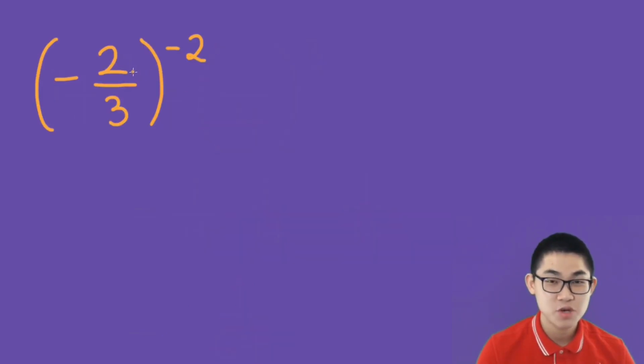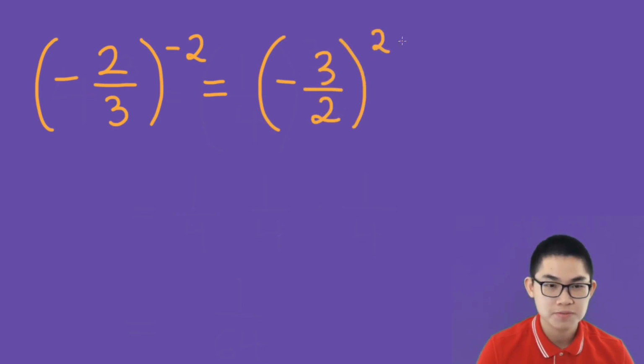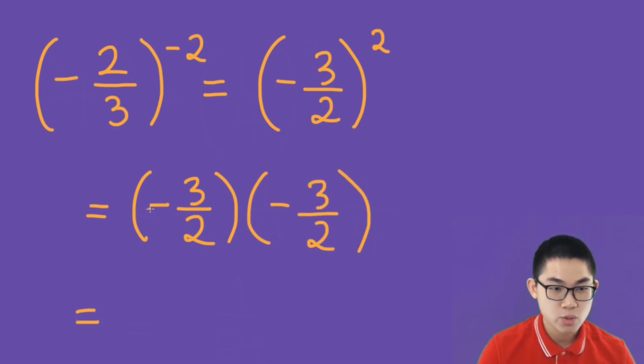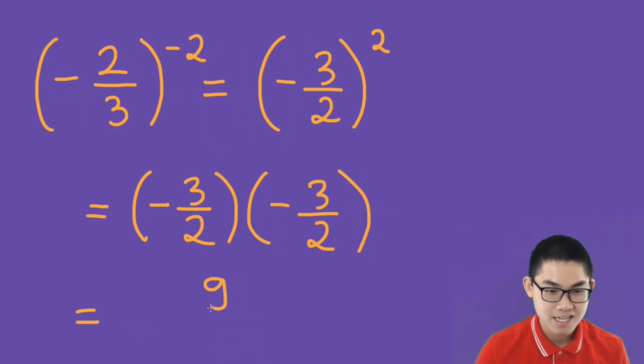What is negative 2 over 3 in the brackets to the power of negative 2? Since the exponent is negative, we flip the 2 over 3 first. So we have negative 3 over 2 to the power of 2. And that is going to be negative 3 over 2 times negative 3 over 2. Since there are two negative signs, the answer will be positive. So we just multiply it normally. So 3 times 3 gives you 9, and 2 times 2 will give you 4.